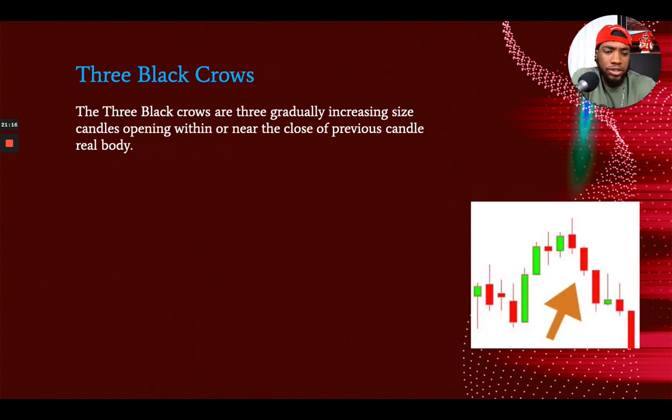3 black crows is really just the opposite of the 3 white soldiers, right? We're seeing a bullish uptrend, and we start to see small red, bigger red, bigger red, right? So just telling us that, okay, the bears are in the market. They're in the market even more. And we see after these, price continues to fall to the downside.